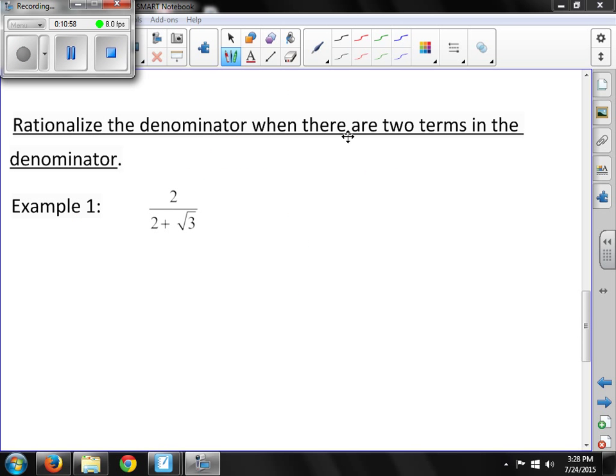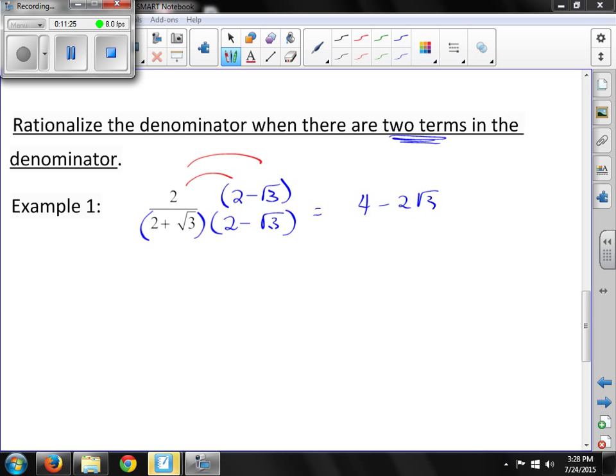Rationalizing the denominator when there are two terms in the denominator. In order to do this, we have to multiply by the conjugate. The conjugate of 2 plus the square root of 3 would be 2 minus the square root of 3. So I'm going to distribute the 2. 2 times 2 is 4 minus 2 square roots of 3. So in the denominator, I'm going to go 4.